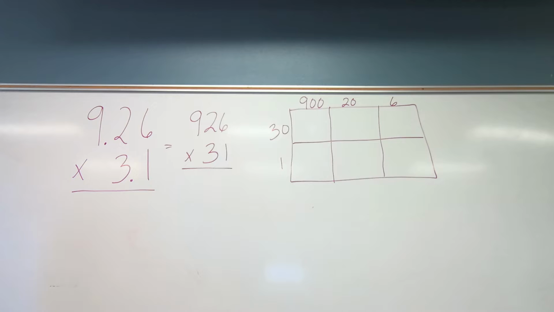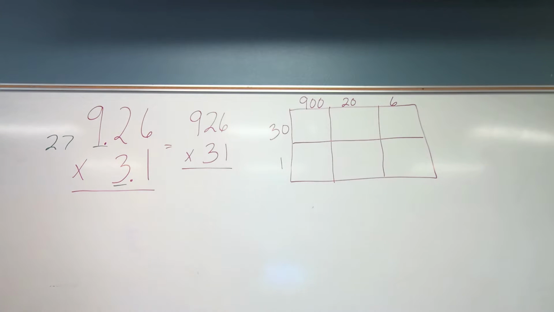We're talking about multiplying with decimals today. We talked a little bit about it yesterday. Our first step when we're multiplying with decimals is going to be to estimate. If I look just at the whole numbers, I have 9 and 3. So what would my estimate be? It would be 27, because 9 times 3 is 27.